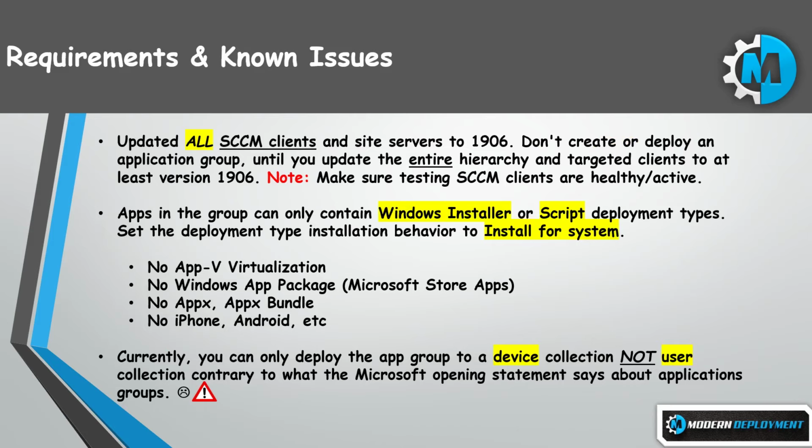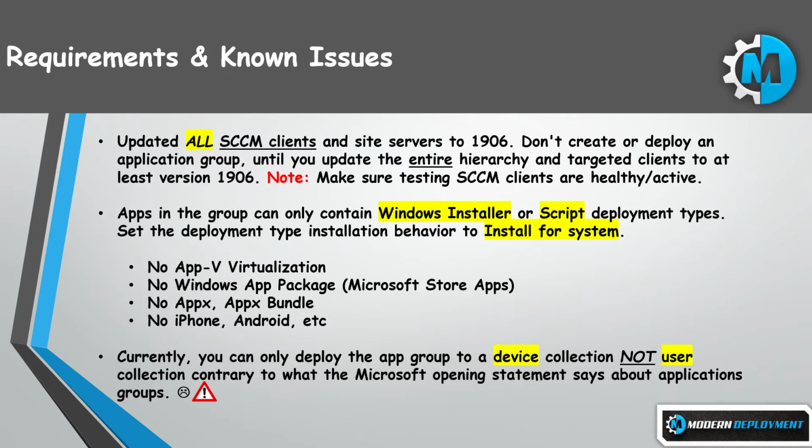Requirements and known issues. So the first thing is that from a requirement perspective, Microsoft wants to make sure that you update all your SCCM clients and site servers to 1906 before you enable this feature. But don't try to enable application groups until you've updated all of your site servers, your entire hierarchy, and all your targeted clients as well.